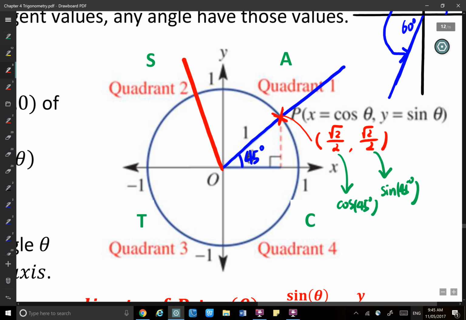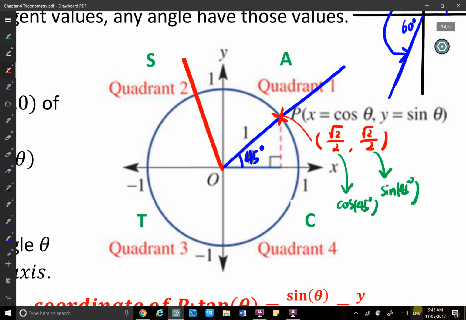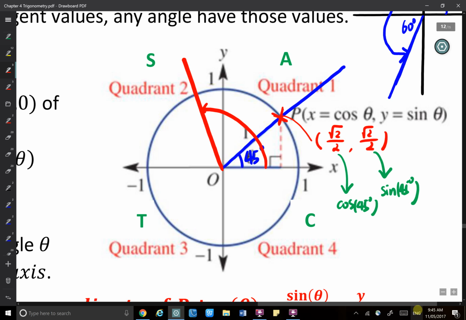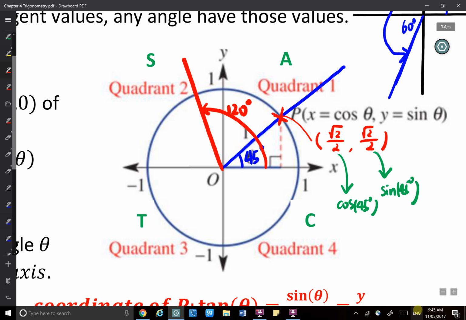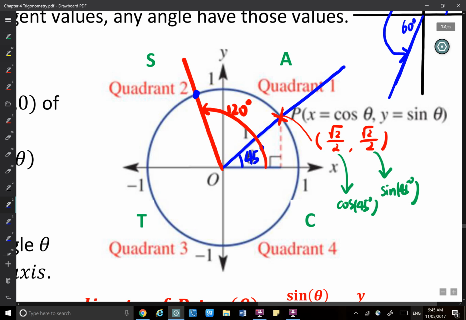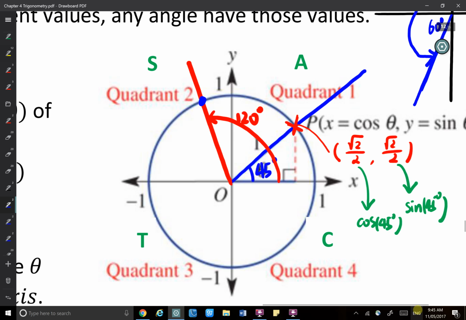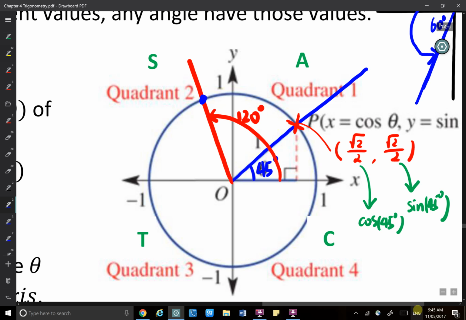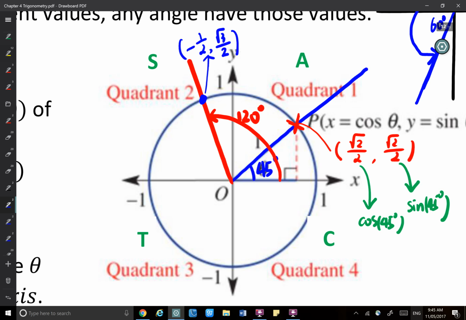The line will be here. So that's about 120. From here to here, this angle gives me 120 degrees. And they have an intersection here with the circle. This point of intersection is -1/2 and √3/2. I tell you this point will be -1/2 and √3/2.